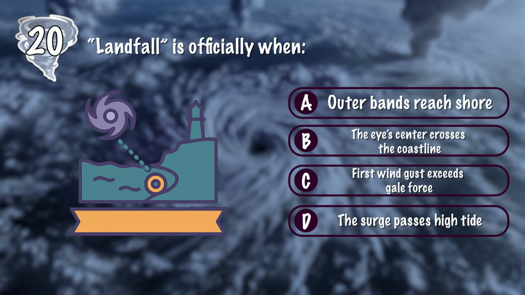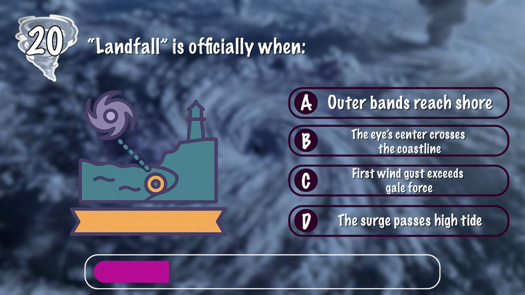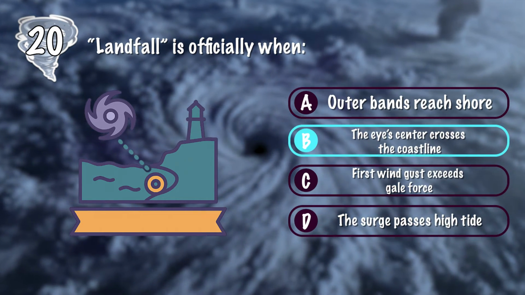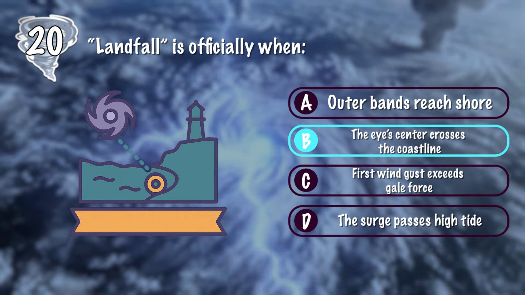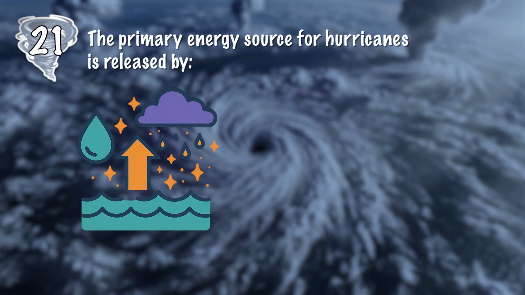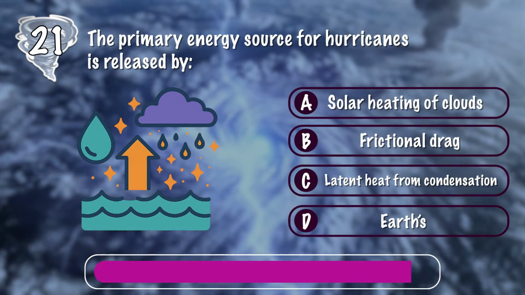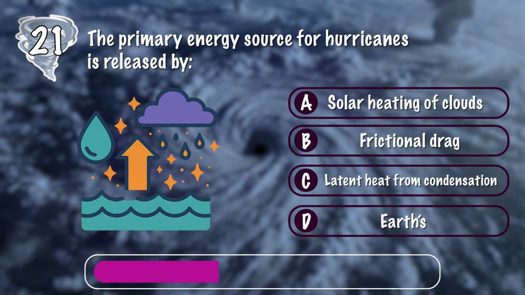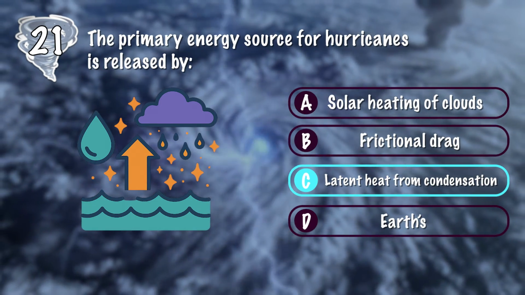Landfall is officially correct answer B, when the eye's center crosses the coastline. The primary energy source for hurricanes is released by correct answer C, latent heat from condensation.